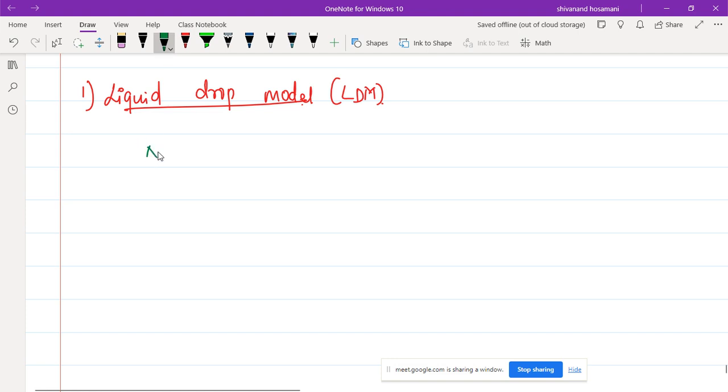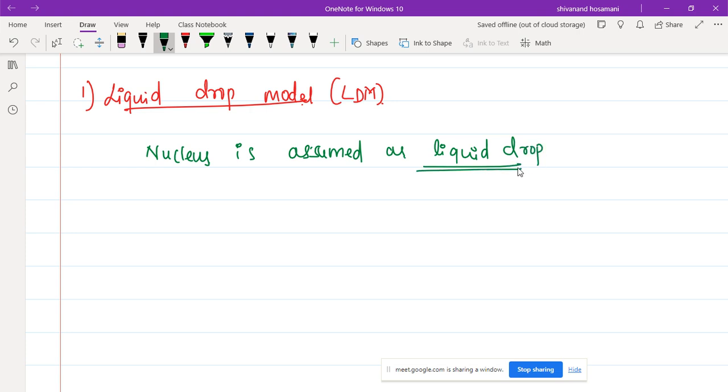So the assumption is that the nucleus is assumed as a liquid drop. Therefore the name is liquid drop model. So it is based on the similarities of the nucleus with a liquid drop.